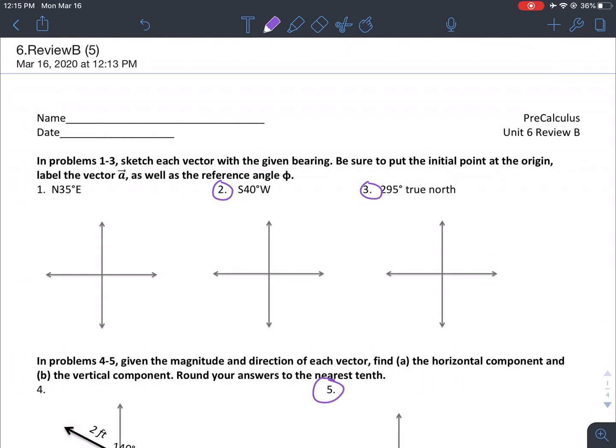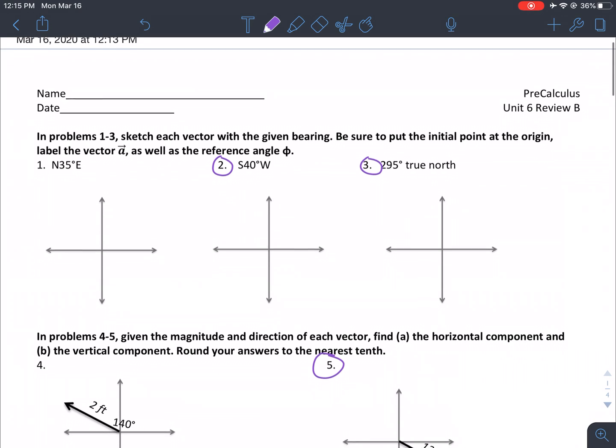All right, now this is pre-calculus. This is Unit 6 review. This is part 1. We're going to do the first 2 pages. All right, I'm going to start with problem number 2.